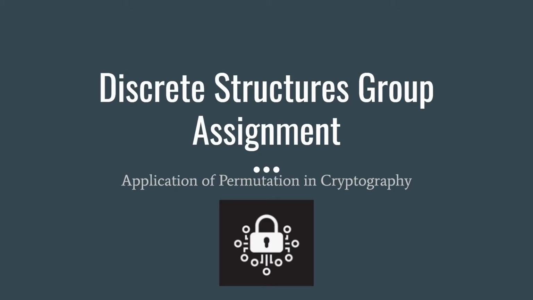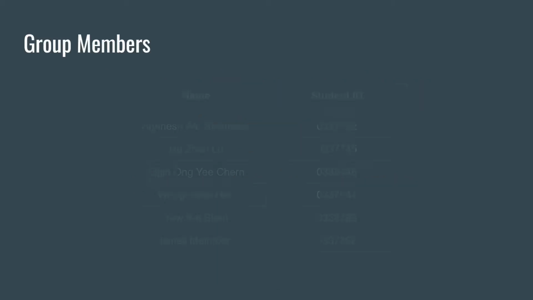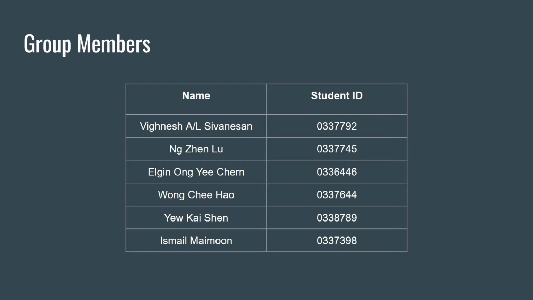Welcome to our Discrete Structures group assignment. Our group assignment is based on the application of permutation in cryptography. Our group members consist of 6 people. They include Vighnesh, Zhen Lu, me, Brendan, Kai Shen, and Ismail.